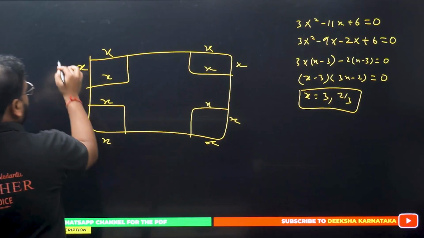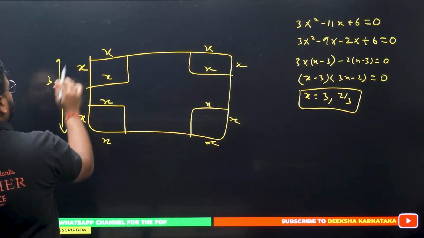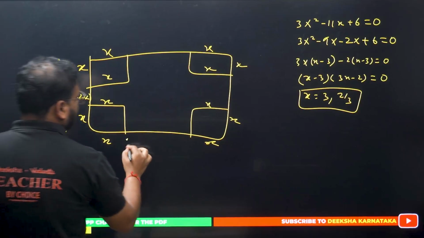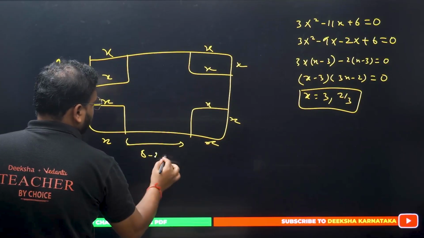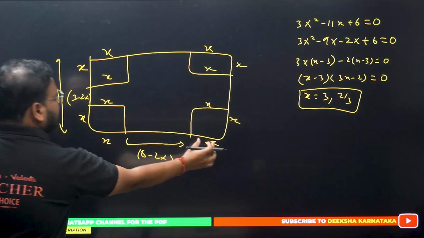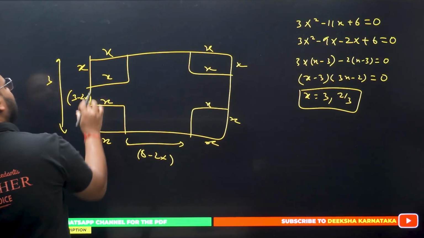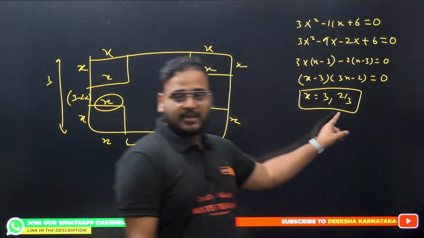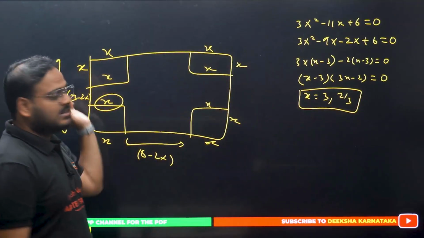Okay? This whole thing was 3. You've taken out these 2 x's, so it will become 3 minus 2x. Over here, you'll have 8 minus 2x, because the whole thing was a total of 8. You've taken x from here, 8 minus 2x, 3 minus 2x, and this is the height. So this x that you're getting is nothing but the value of the edge of the square.